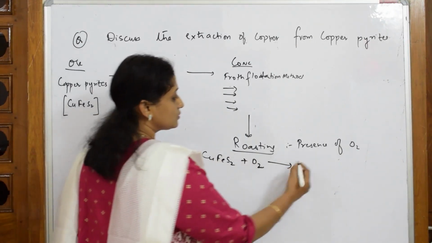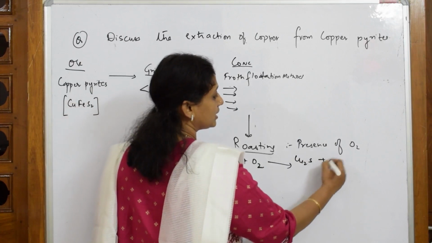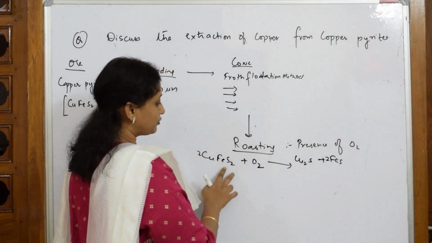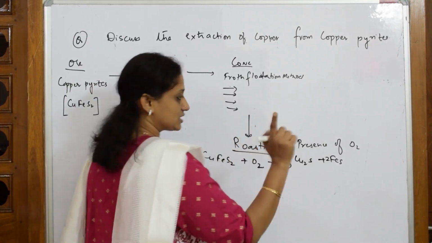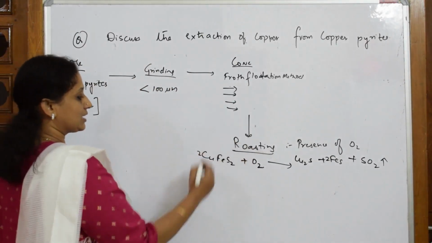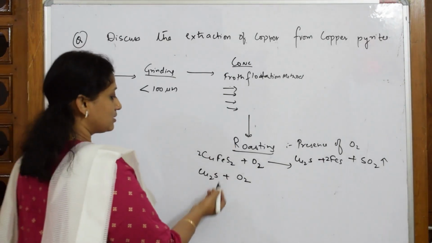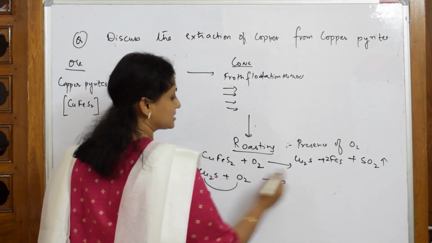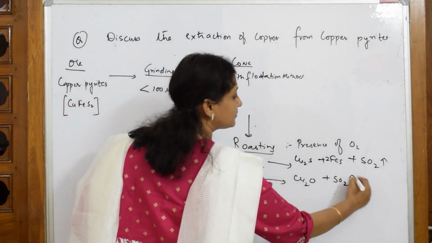Two important things: first, the sulfide ore of copper, Cu2S, and the sulfide ore of iron, FeS. Here I have taken 2 moles, so you write 2 here. The leftover sulfur comes out as sulfur dioxide gas. Now we take that copper sulfide and allow it to react with oxygen, because it is a roasting process. You get copper oxide, as it gets oxidized to Cu2O, and the sulfur comes out as further sulfur dioxide.